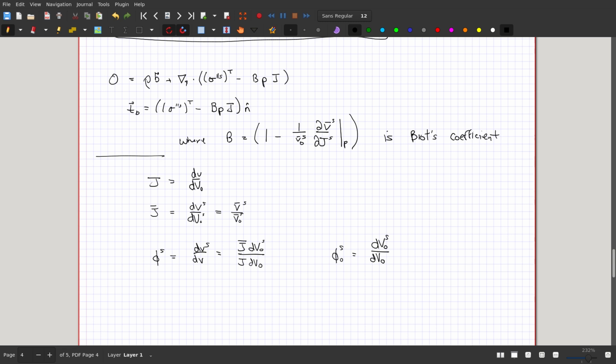And so combining all those equations, we can get that phi of S is equal to V bar S over V0 S times phi 0 S J, or we could solve for the term V bar S over V0 S. We can solve for that in terms of J.